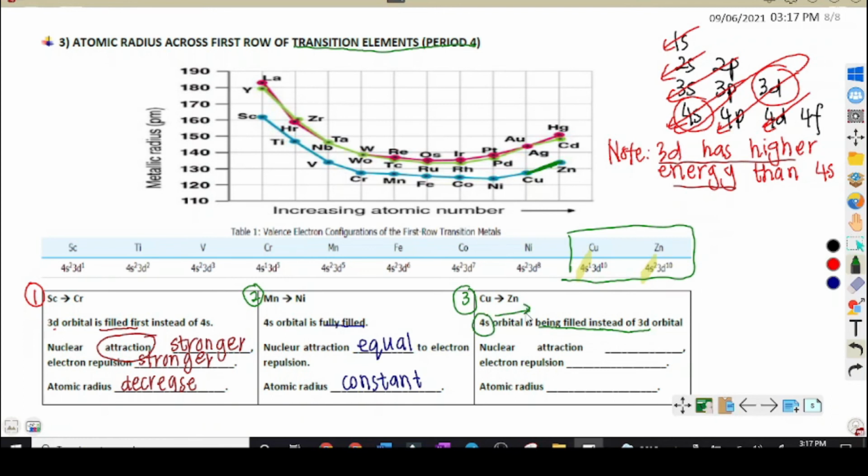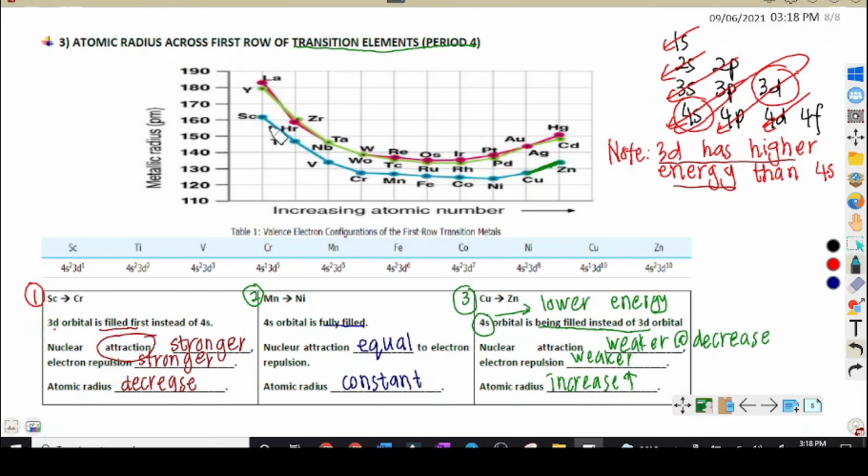So 4s is lower energy, right? Hence, the nuclear attraction and electron repulsion will become weaker, or you can say decrease. So electron repulsion will become weaker as well, so the atomic radius will increase. Remember, when you are not holding something very tightly, then it will be easy for you to let it go. So the atomic radius will increase.